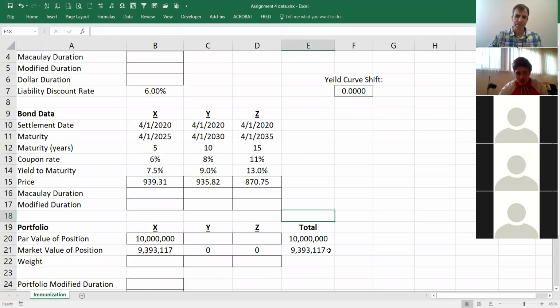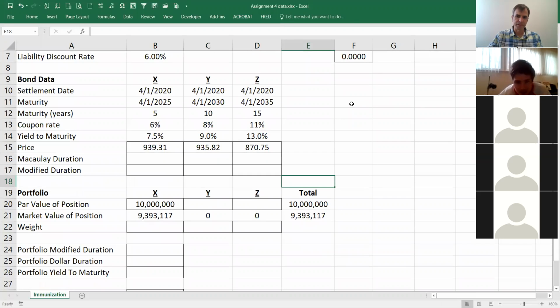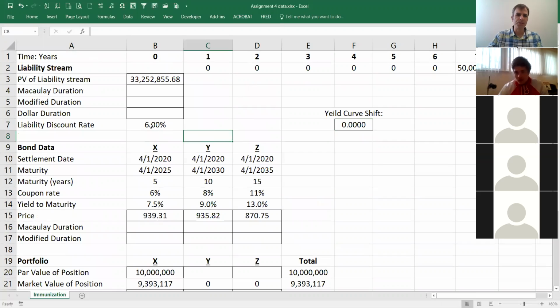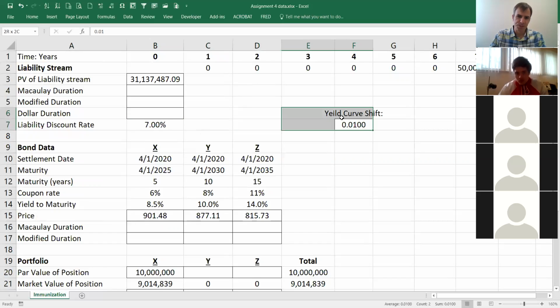Okay, gotcha. Okay, and then last thing, 100 basis points, that basically means 1%, right? Yep. So what you can do is, if you see this cell that says yield curve shift, if you just change that by 0.01, that's pretty much what shifting the yield curve by 100 basis points will do, because all the discount rates are linked to it.